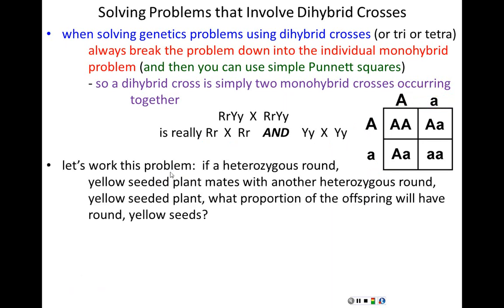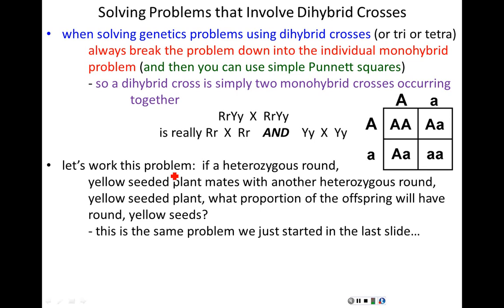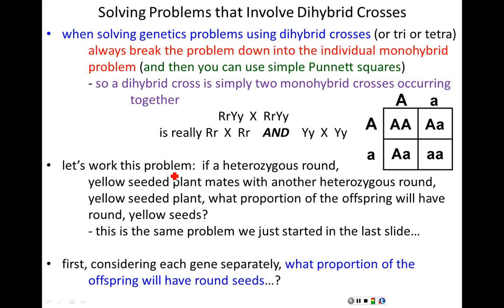Let's work this problem. If a heterozygous round yellow-seeded plant mates with another heterozygous round yellow-seeded plant, what proportion of the offspring will have round and yellow seeds? It's the same problem we had on the previous slide, the one where we said, well, maybe we're thinking 3-to-1 because that's what we expect heterozygotes to do when they're selfed. So it's the same exact problem. What we've got to do is break this down. We have to consider each of the genes separately, as single monohybrid crosses.